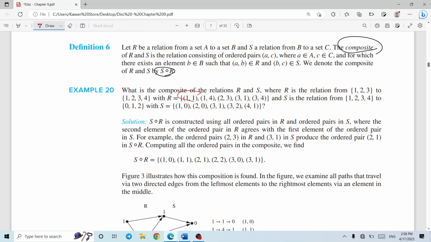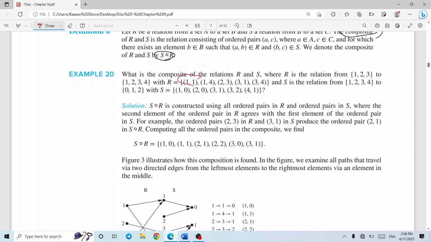In R, I have what? In R, I have 1 and 1. Am I right? 1 and 1. In S, I have what? 1 and what? 1 and 0. Am I right? So I'm going to write 1 and 0 here. You got it, first element, Kaka?